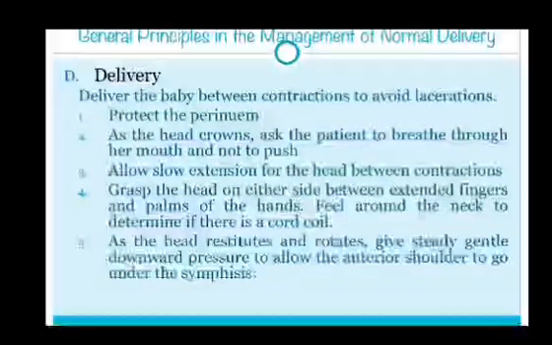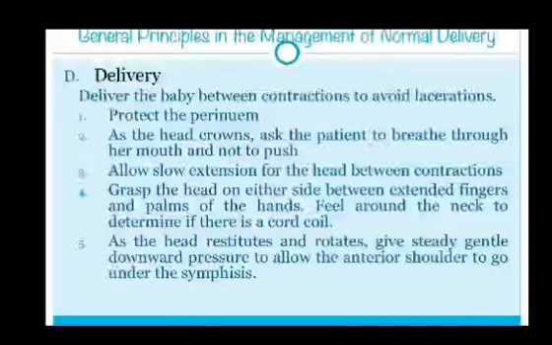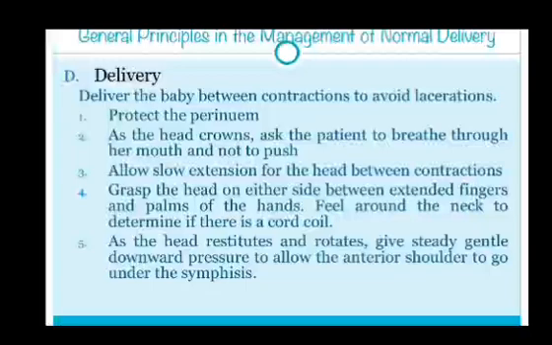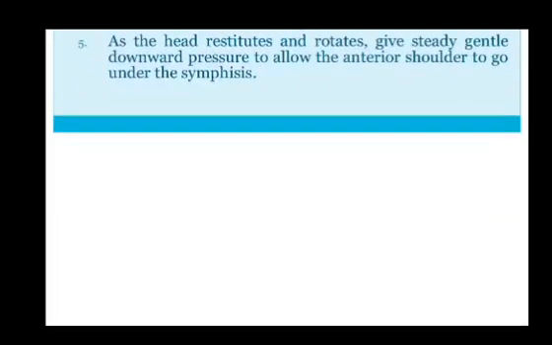Next, we can go for delivering the baby between the contractions to avoid laceration. Protect the perineum as the head crowns. Ask the patient to breathe through her mouth and not to push. Allow slow extension of the head between the contractions. Grasp the head on either side between the extended fingers and palms of the hand. Feel around the neck to determine if there is a cord coil. As the head restitutes or rotates, give steady, gentle downward pressure to allow the anterior shoulder to go under the symphysis.